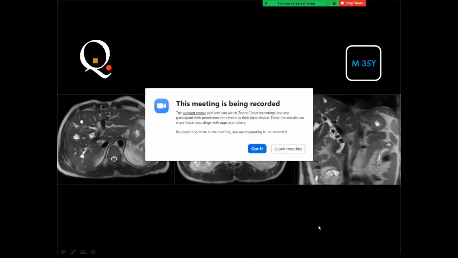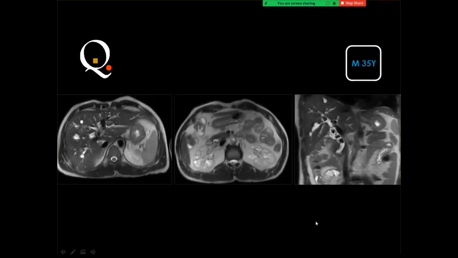And this is the first case. A male patient, 35 years old, and this is MRI T2 weighted images, axial image, and the sagittal and the coronal image. And what do you think?